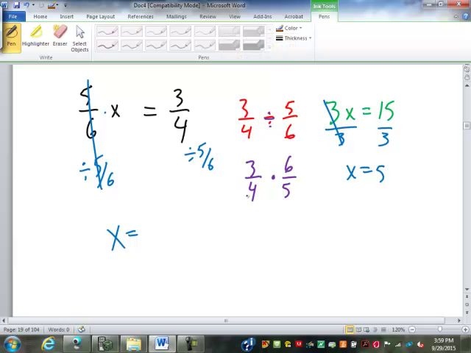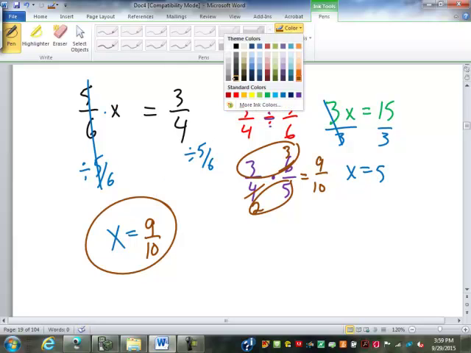Now we can cross cancel. 4 and 6 can both be divided by 2 to give me 2 and 3. So now we multiply 3 times 3 is 9, 2 times 5 is 10. So x is 9/10. Questions?